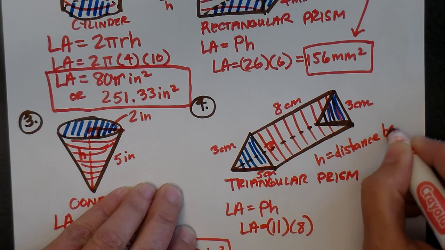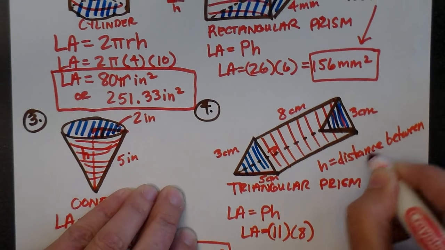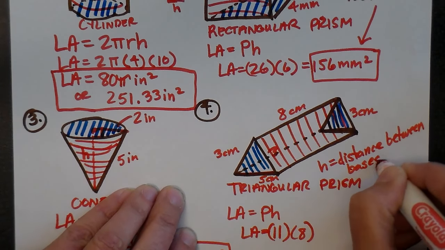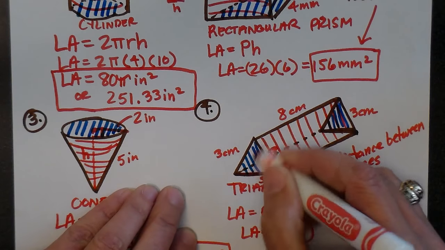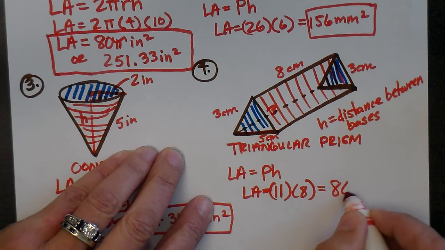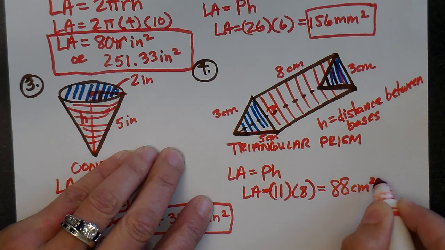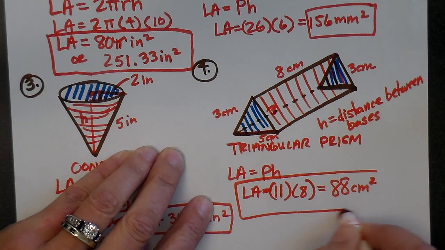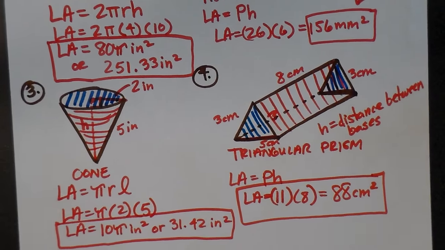Always remember that. People get those mixed up a lot. It's the distance between the bases. It's not the height of the base. It's the distance between the bases. So 11 times 8 is 88, and that would be 88 centimeters squared. So that's how you find lateral area of 3-dimensional objects.